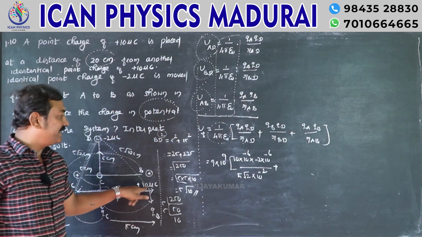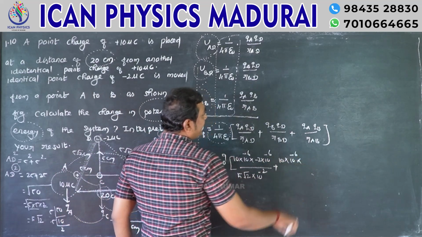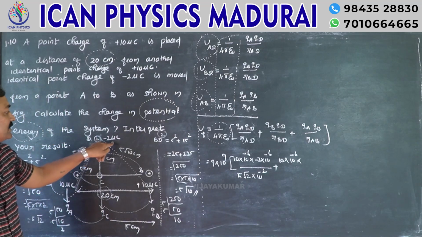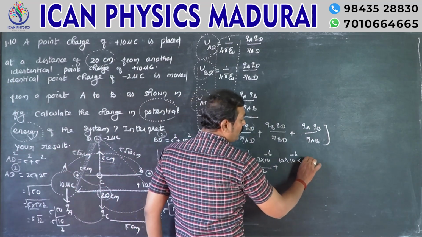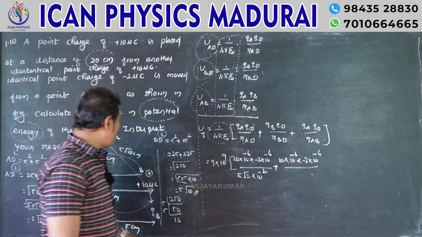So charge at B, once again 10. So 10 into 10 to the power minus 6 into QD. Charge at D is minus 2 microcoulomb. Minus 2 into 10 to the power minus 6 divided by RBD.